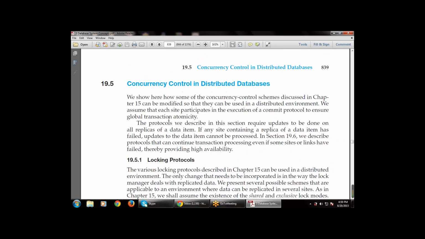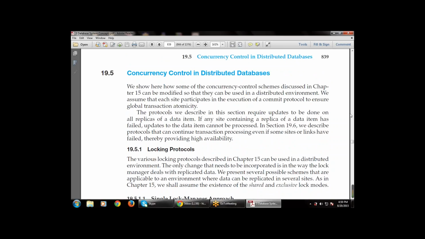The next is concurrency control in distributed databases. That is, how to maintain concurrency control in distributed databases, and what rules to follow to maintain it. We show here some of the concurrency control schemes discussed in chapter 15, and how they can be modified so that they can be used in a distributed environment.